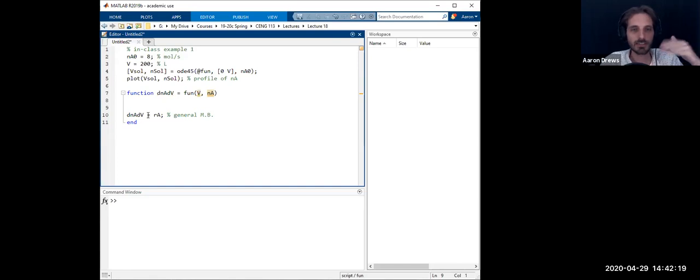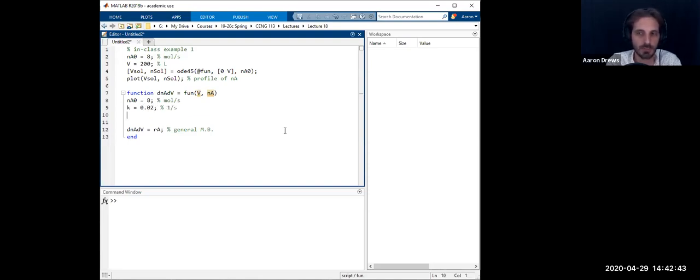So now I can kind of work backwards, right? If all I know is V and NA, those are the things that are coming into the function, how do I get to the point where I can calculate R sub A? I just have to start adding in information, right? So among other things, I know I need NA zero is gonna be equal to 8, and this is moles per second. I know K is gonna be equal to 0.02, and that was inverse seconds. Let's see, what else did I need to know? I need to know that V0 is equal to 4 liters per second.